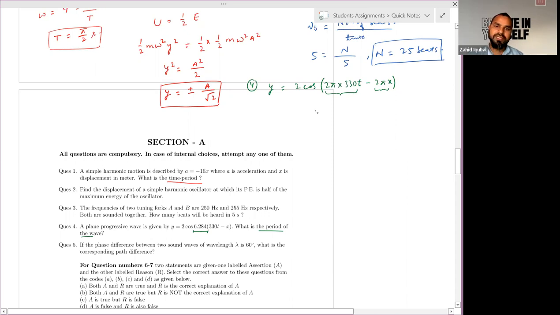So the coefficient of t in this part is ω, which is 2π multiplied by 330, and it is equal to 2π/T. So T is equal to, 2π cancels out, so you'll get 1/330 seconds. So it will be the time period for this particular progressive wave.